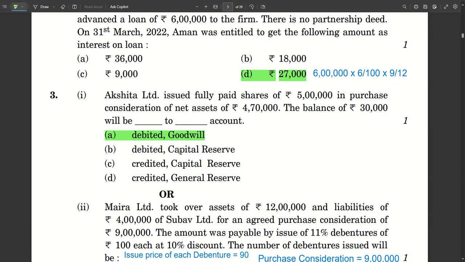Next one that we have, Akshita Limited issued fully paid shares of 5 lakh rupees in purchase consideration of net assets of 4 lakh 70,000. That means 30,000 worth of excess payment is being done. And whenever there is an excess payment, that is for goodwill. The extra 30,000 being paid here is given for goodwill, and goodwill is an asset, an asset is debited, so debited to Goodwill Account.